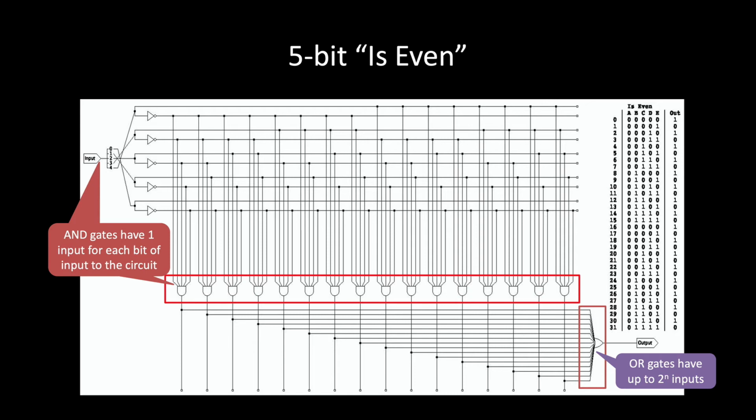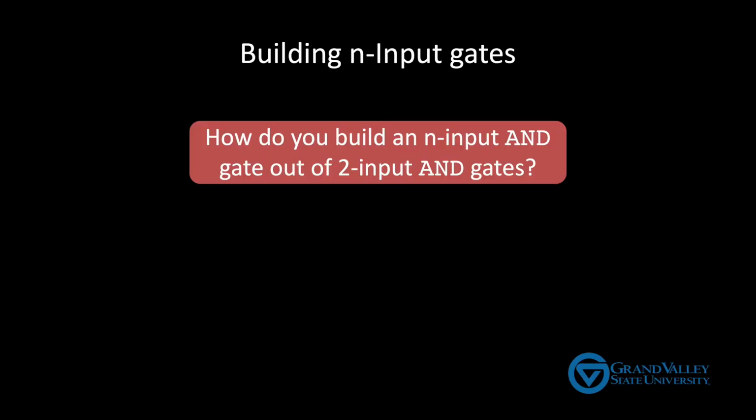So how do we account for this when doing a big O analysis? Well, there are several possible models, but to keep things simple, we're just going to require that all gates be 2-input gates. So then the question becomes, how do we build an n-input AND gate using just a bunch of 2-input AND gates? Try it and see what you come up with.